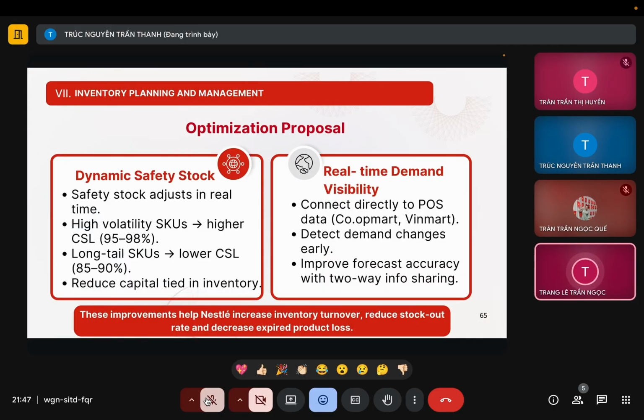The optimization proposal focuses on two core solutions. The first one is implementing dynamic safety stock. Safety stock needs to be adjusted in time, and real-time demand visibility needs to connect directly to point-of-sale data, such as Copmart and Vmark. This improvement will help Nestlé increase inventory turnover, reduce stockout rate, and decrease expired product loss.